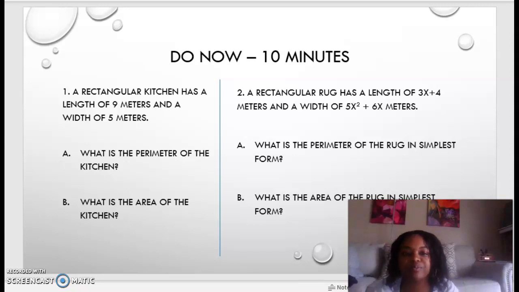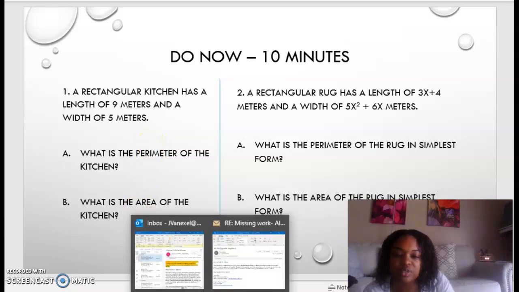So we have here a rectangular kitchen has a length of 9 meters and a width of 5 meters. What is the perimeter of the kitchen and what is the area of the kitchen? So this first problem is just kind of to get you to think about how we think about finding a perimeter of a rectangle and an area of a rectangle in the context of a real world scenario. So in this case we have an actual kitchen. So you want to draw out a rectangle and label your length of 9 meters and your width of 5 meters, and then figure out the perimeter of that.